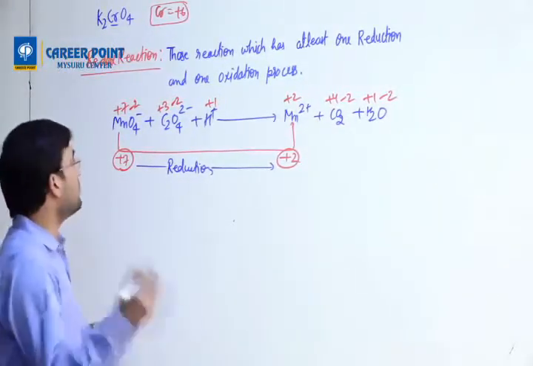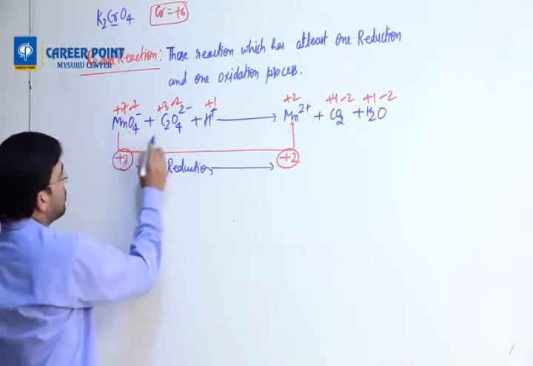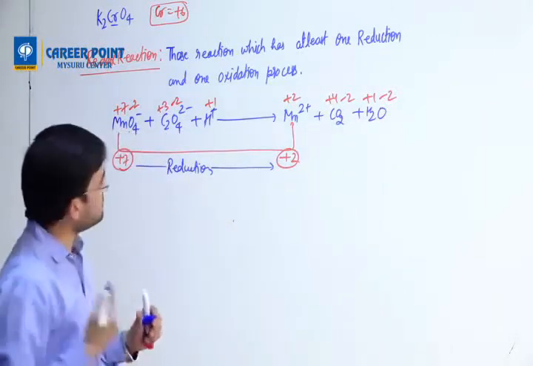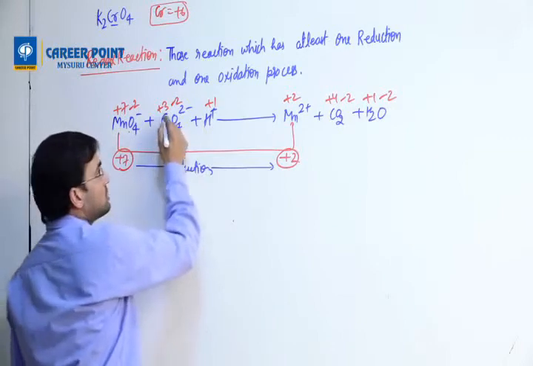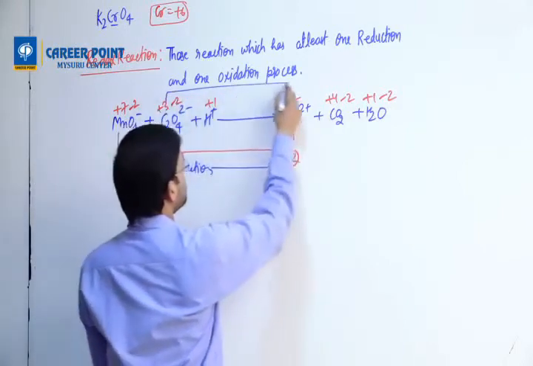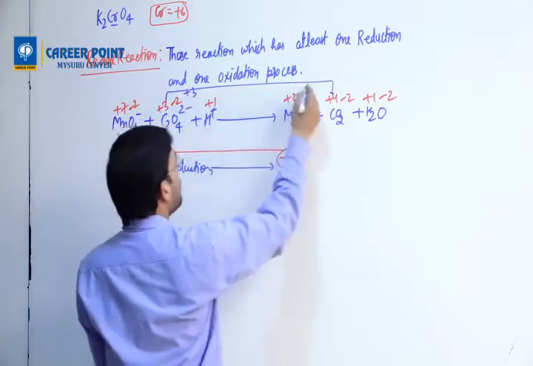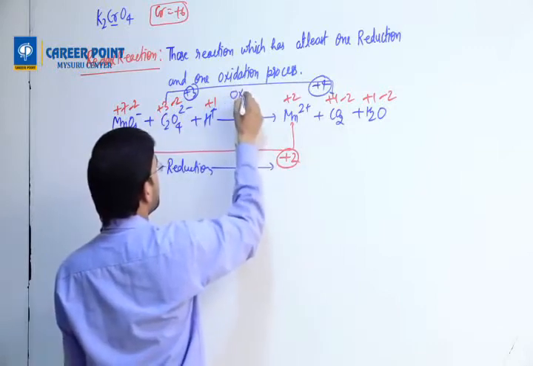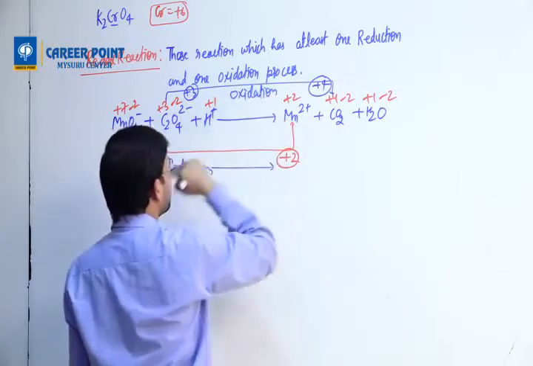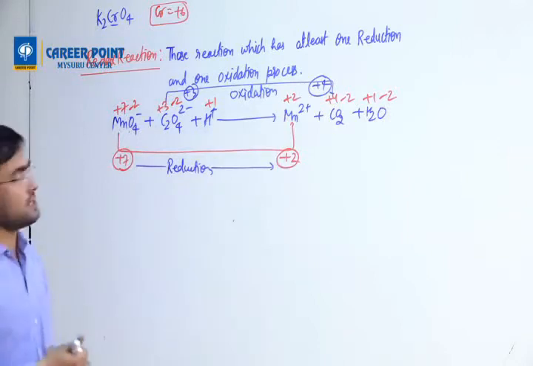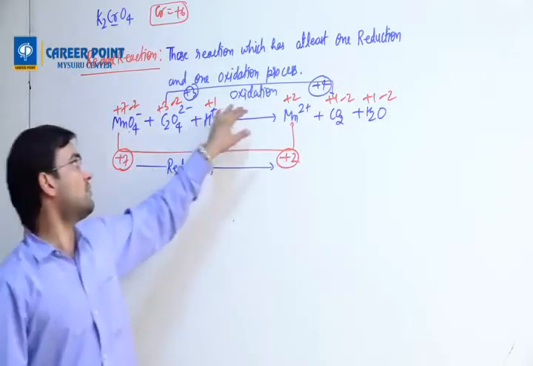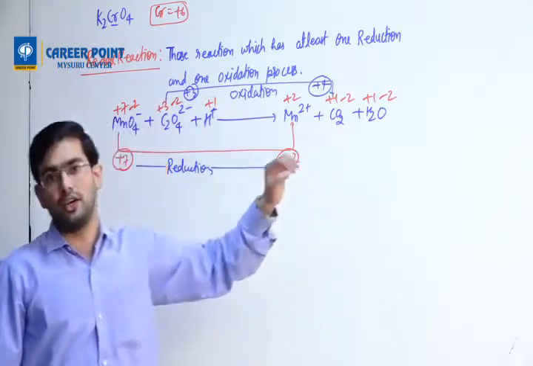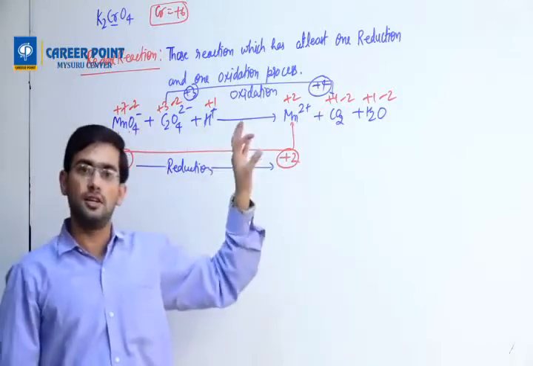Which other oxidation number is changing? Oxygen is -2 and -2, so oxygen is not changing. Is carbon changing? +3 to +4, and the oxidation number is increasing. So that is known as oxidation. Once I have one reduction and one oxidation, only then is this reaction a redox reaction.